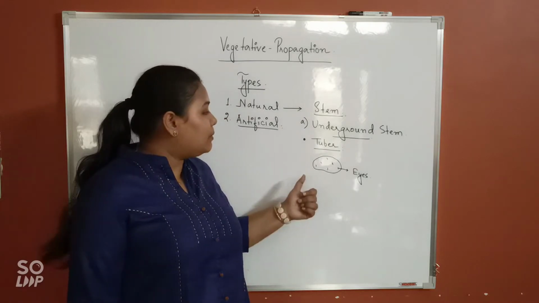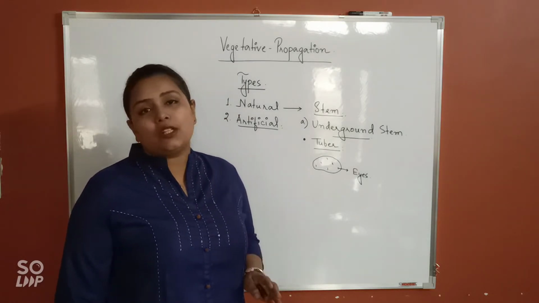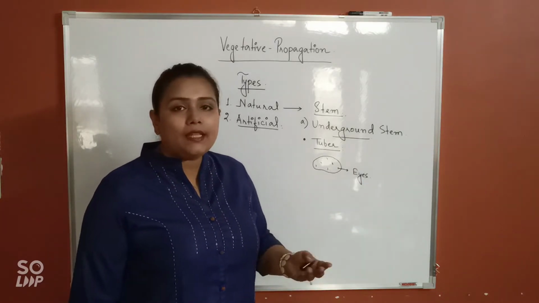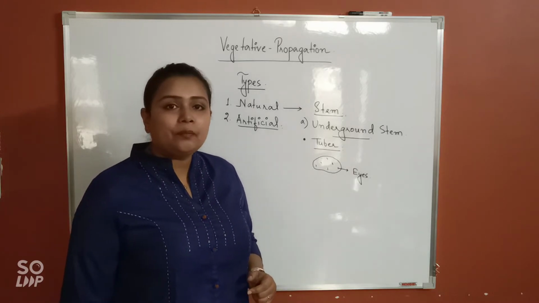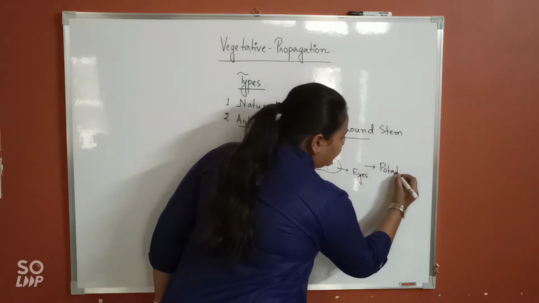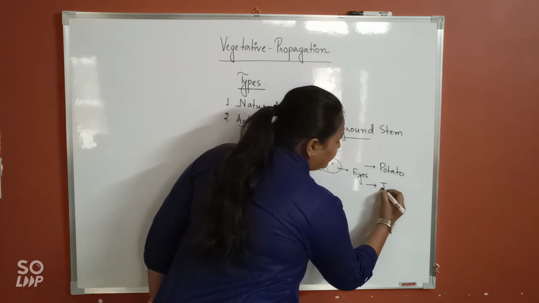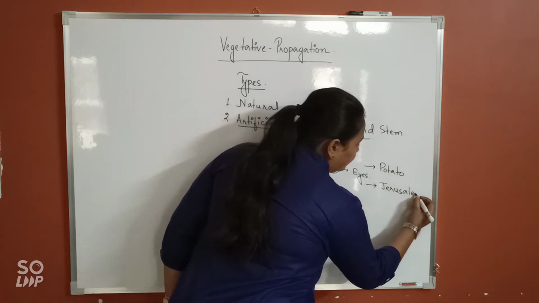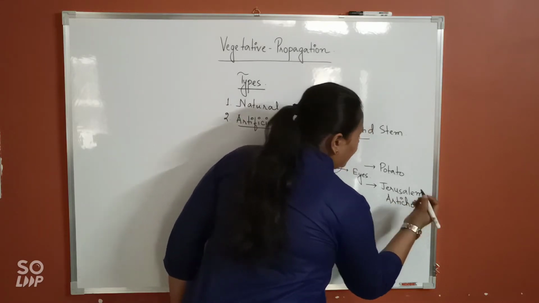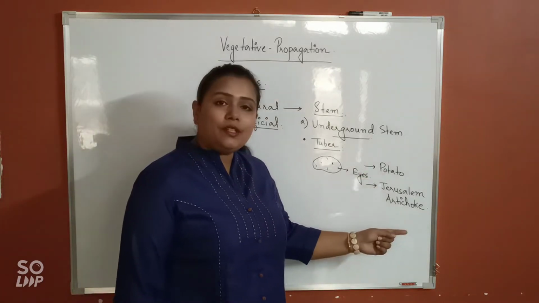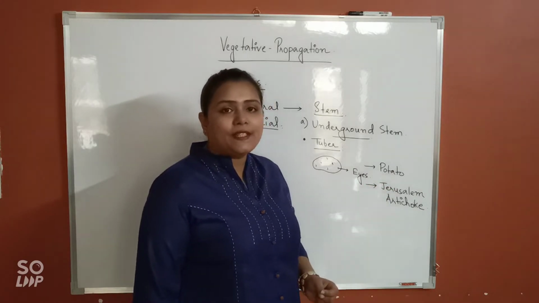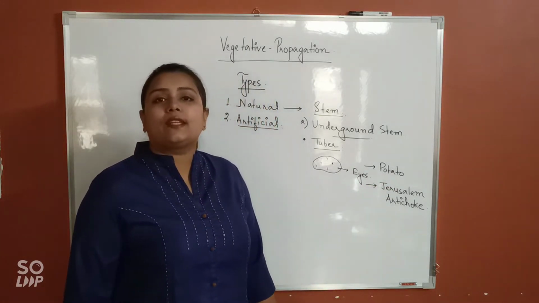So whenever it comes in contact with moist soil or the conditions are favorable enough, the eyes or the buds that are present within would germinate and give rise to a new plant. Alright. Example all of you know already, that is potato. Another one is Jerusalem artichoke. The major difference is in the reserve food material. In case of potato, the food is stored in the form of starch, whereas in case of artichoke, it's inulin.